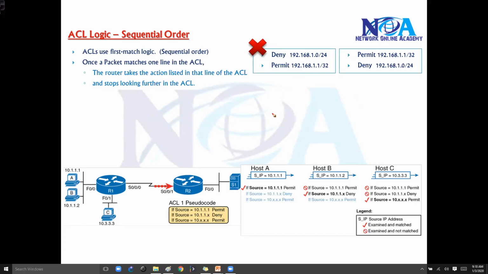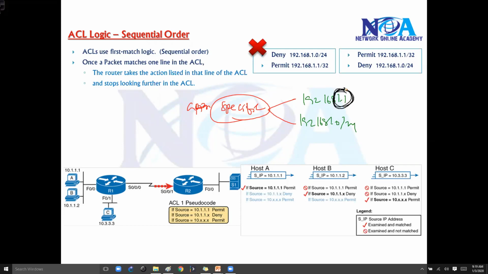Okay, so based on this example, you need to understand that the most appropriate or more specific entries you have to write in the beginning. Specific means, like here, I want to write the 192.168.1.0 network and the 192.168.1.1 host. Which is more specific? The host is more specific, the nearest one. So most of the time we write the specific options in the beginning.